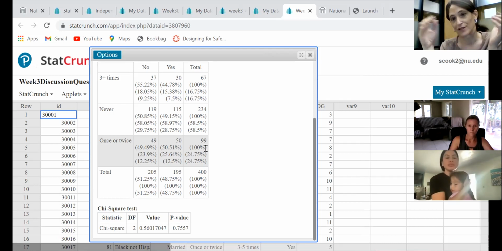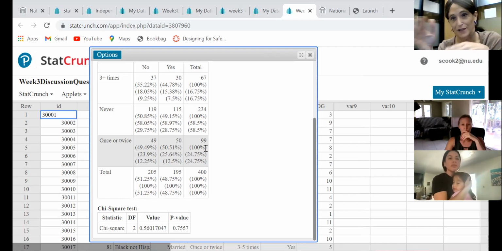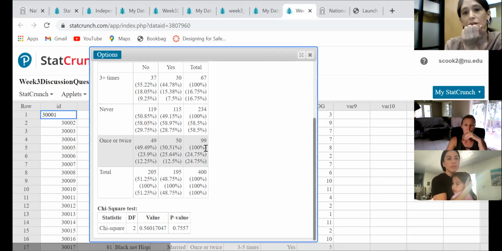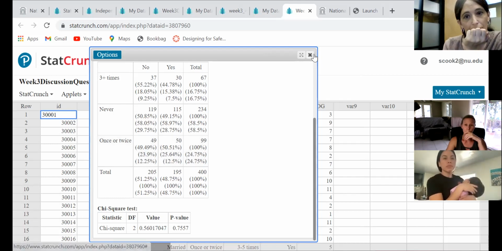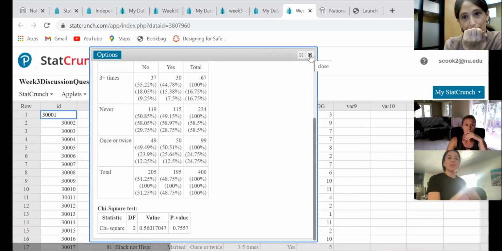A t-test, obviously it matters which you call the factor variable and the response variable. It absolutely matters, but chi-square doesn't matter. Okay, enough about chi-square.